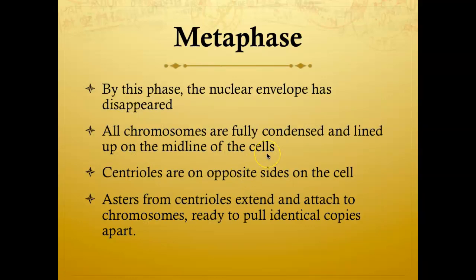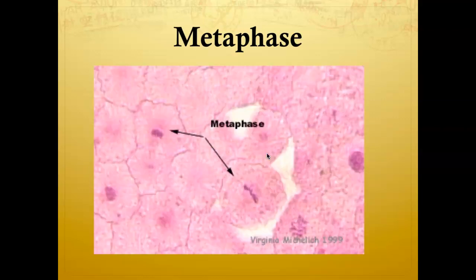Metaphase, this is where you're going to have the nuclear envelope completely disappeared, so you're not going to see a nucleus at this point. The chromosomes are going to be fully condensed, and they're going to line up in the middle of the cell. And you're going to see that the centrioles have completely moved to opposite poles.